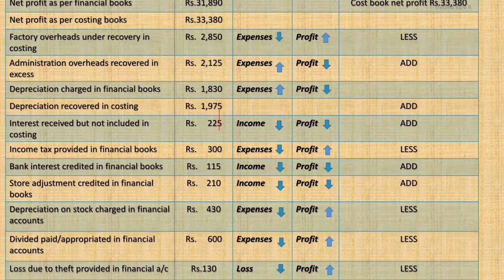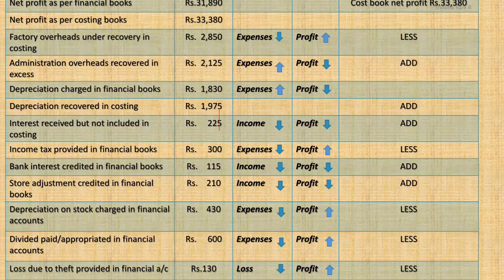The next item, dividend paid rupees 600, is recorded only in financial accounts and not recorded in cost books. This will have the effect of increasing profit as per cost books. Thus, in order to reconcile, this amount of rupees 600 should be deducted from costing profit. In other words, expenses decrease, the profit increases. Hence, it has to be deducted from net profit of cost books.